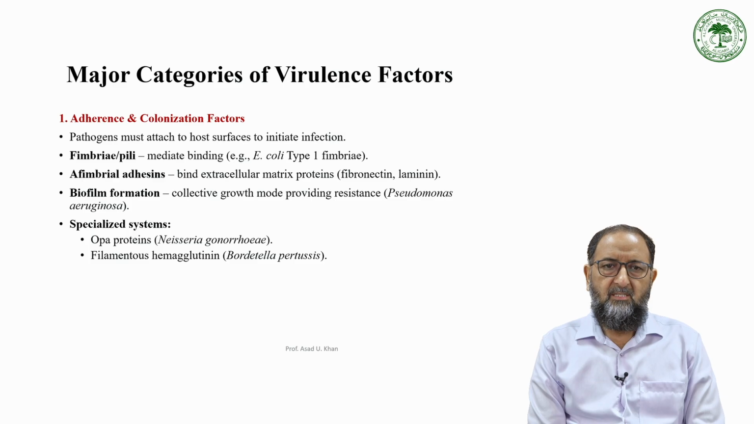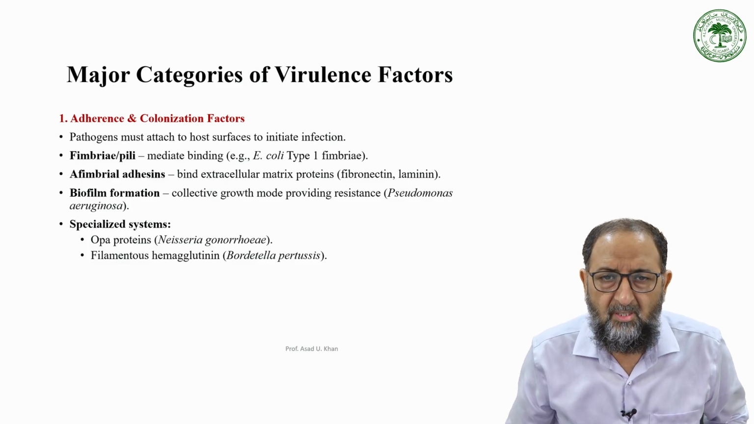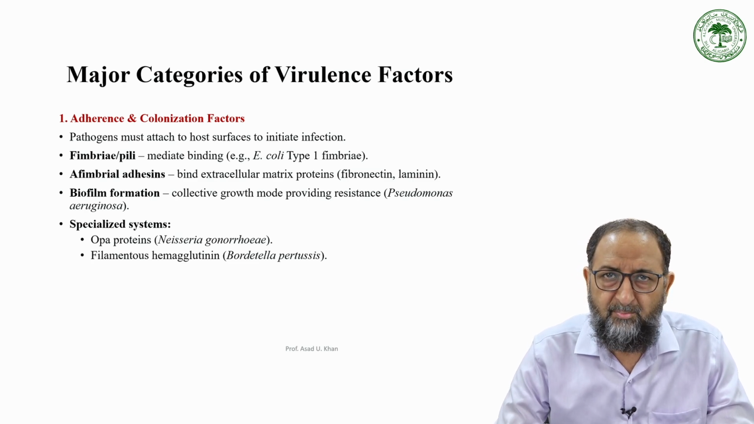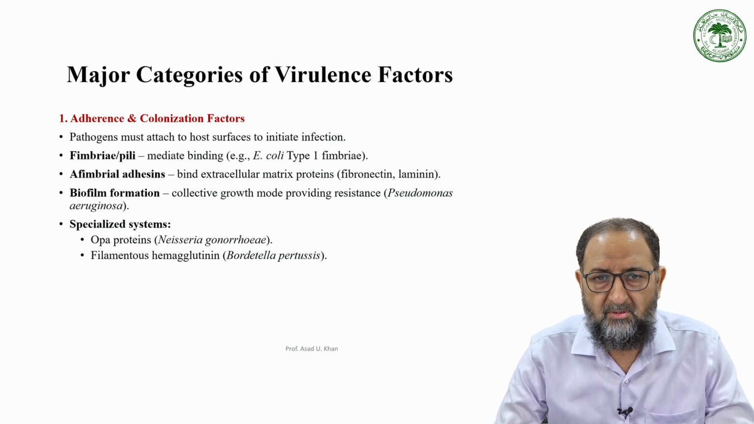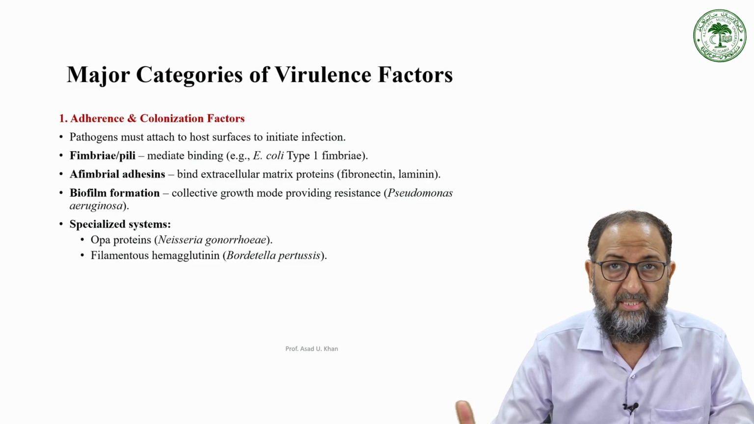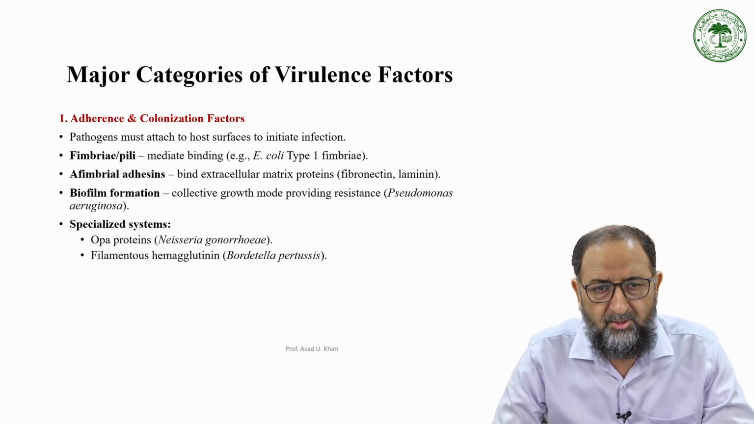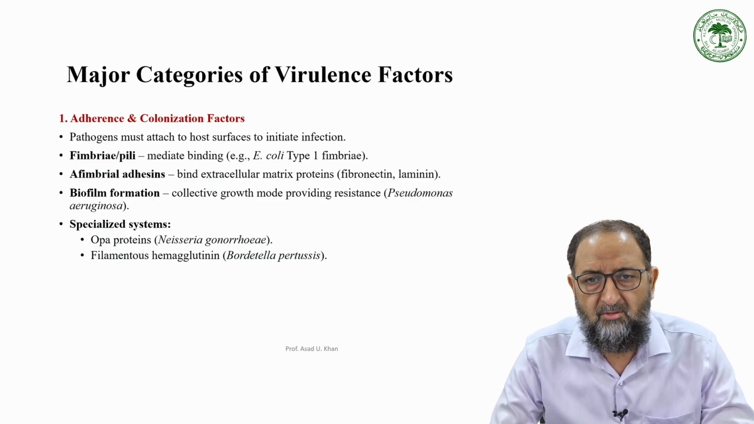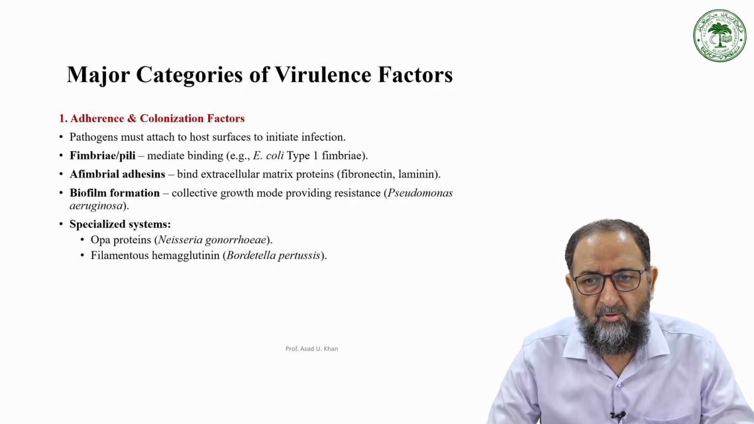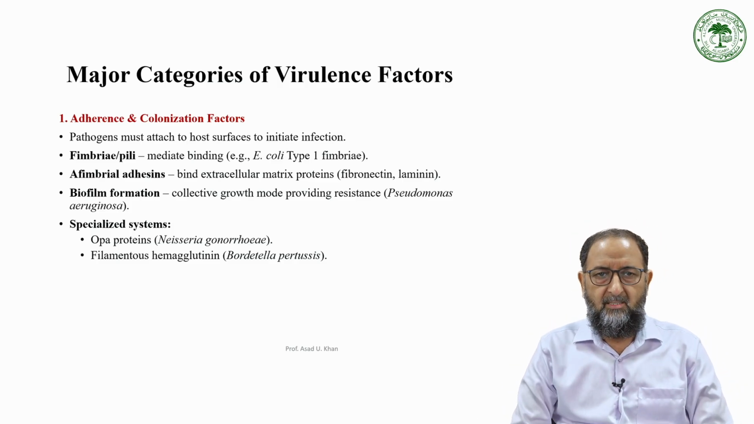The adherence and colonization factors. The pathogen must attach to the host surfaces to initiate the infection, right? And what are these? Fimbriae and pili, which mediate the binding process, like E. coli type 1 fimbriae, type 2 fimbriae, and many other types of fimbriae present in different bacteria. Then afimbrial adhesins, which bind the extracellular matrix proteins on the outer side, like fibronectin and laminin. These basically help to dissolve certain tissues and enter into them.